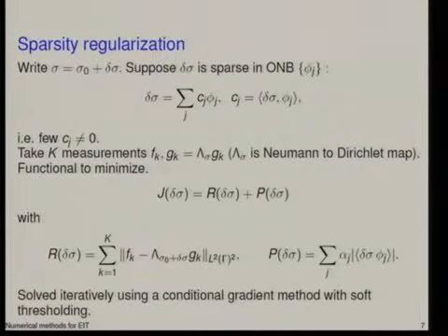All right. So what is the method for solving such an optimization problem? The method we use is something called conditional gradient method with soft thresholding. Some of you may be familiar with this soft thresholding, and we'll get to that later.